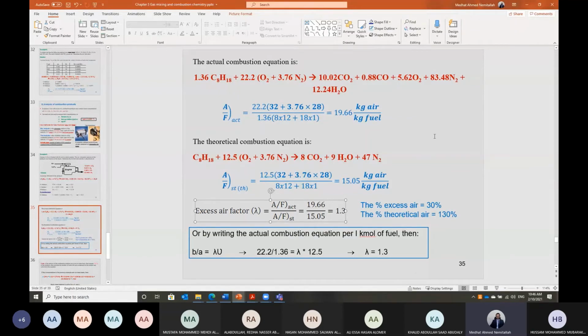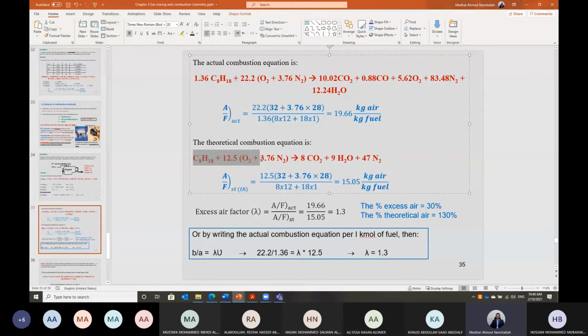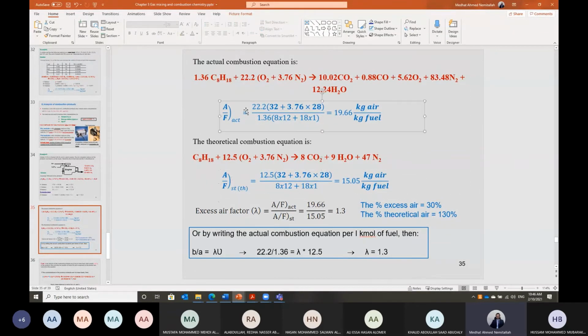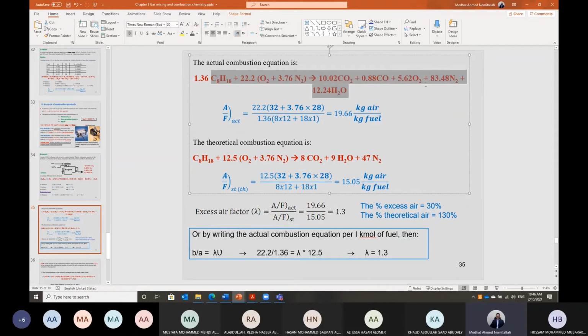Is there another way to calculate lambda instead of calculating the theoretical air to fuel ratio? Ahmed, is there another way to calculate lambda? So we have written down here the theoretical combustion for octane to calculate the theoretical air to fuel ratio. Then we divide the actual air to fuel ratio by the theoretical air to fuel ratio to calculate lambda. Is there another way, based on this combustion equation, to calculate lambda without writing the theoretical equation?